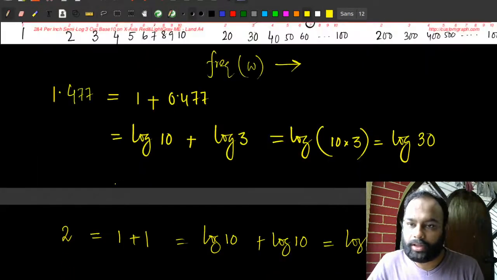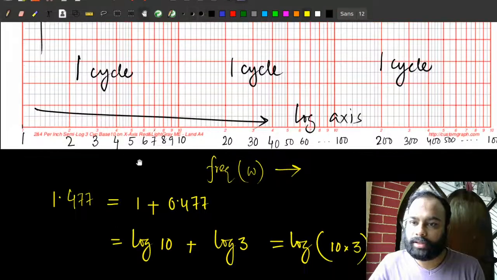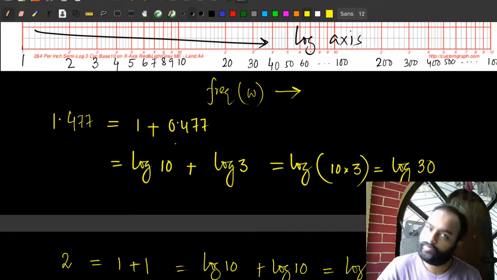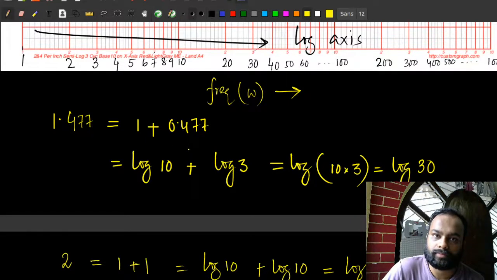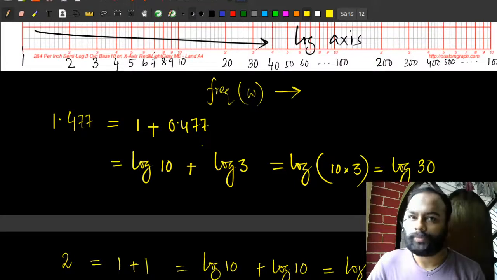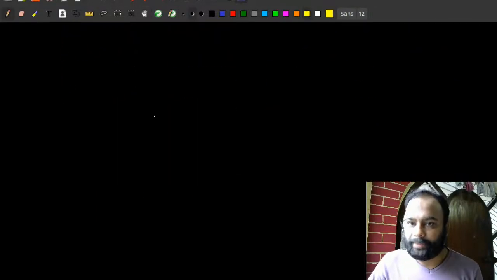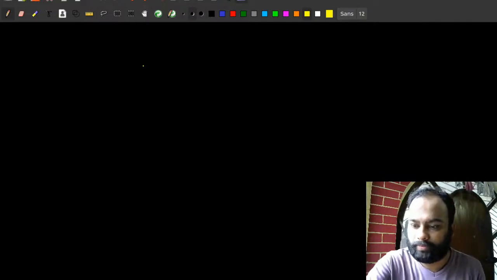Okay, you get the point? So why 3 cycles? Because we have 3 cycles of frequencies. All right. No problem with this, right? Let me give you a slightly more involved example momentarily.